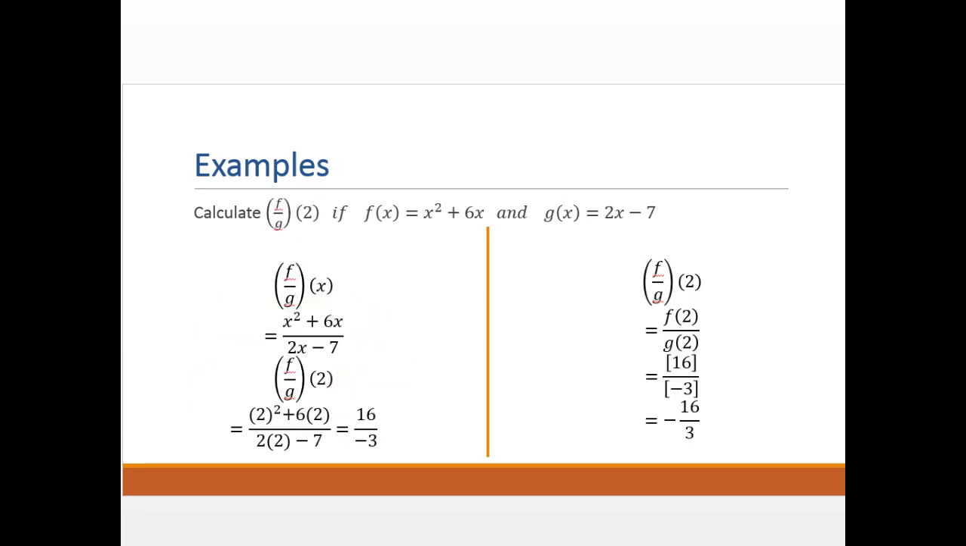And finally, our division. Again, in this case, this method's quicker because we already know what f of 2 and g of 2 are. So this is just 16 divided by negative 3, which is negative 16 thirds. This one we actually do the long way. We plug 2 into each of these functions, and again we get the 16 divided by negative 3. Again, this is just notation. Don't get lost in the notation. Get very familiar with it and comfortable with it.